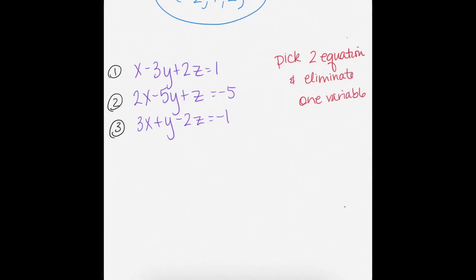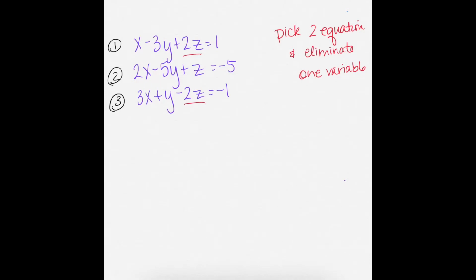And it doesn't matter which variable. You get to pick in the beginning. I always look for the lowest hanging fruit, whatever looks the easiest. So I'm looking for additive inverses. Additive inverses, remember we did that in section 7.1, I believe. I noticed that my z's in equation 1 and equation 3 are already additive inverses.